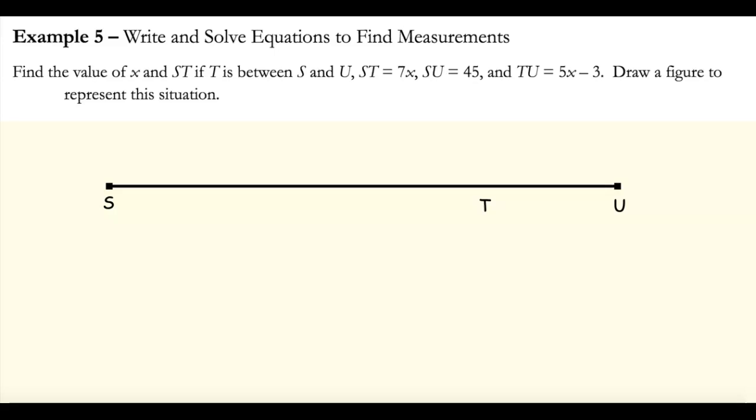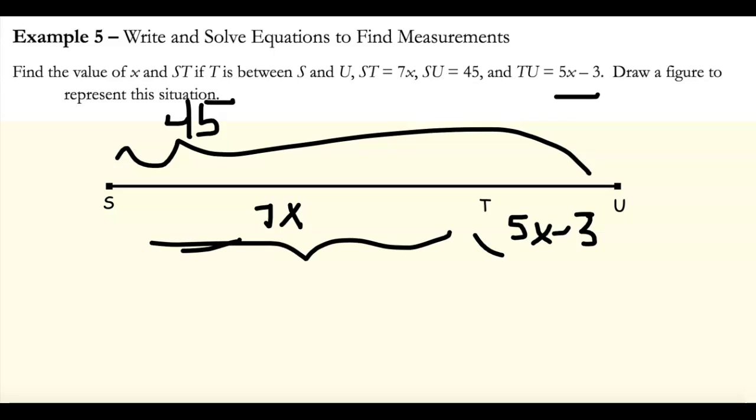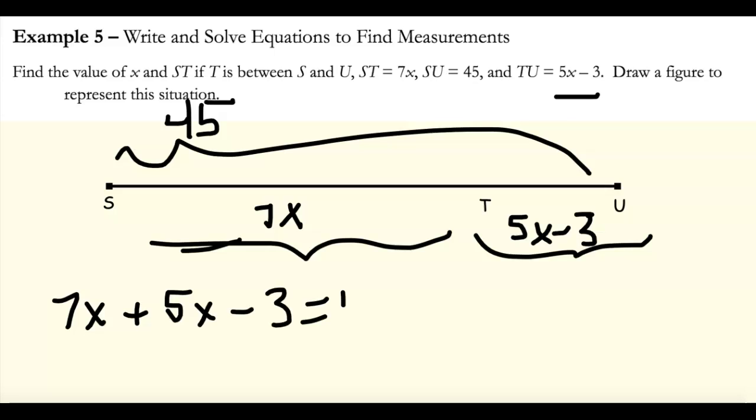We know that st is 7x, so I'm just going to write that here. And I also know that su, so this whole distance here, is 45. The other piece of information that it tells us up here is that tu is 5x minus 3. So hopefully what you can see is that if I take this section here and add it with this section here, I'm going to get the total distance of 45. So we're going to write and solve an equation. So 7x plus 5x minus 3 is equal to 45.